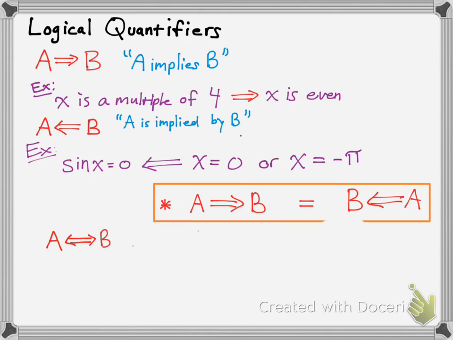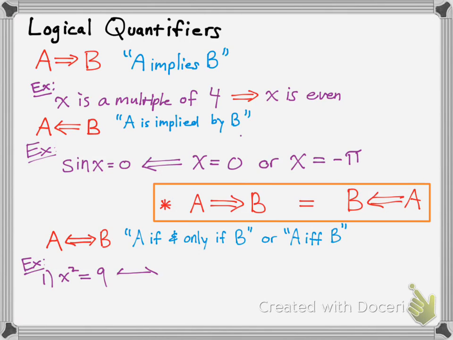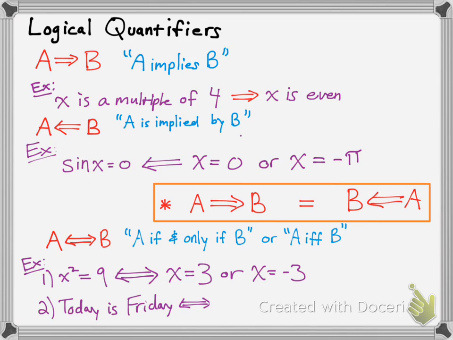Let's do another example. This symbol, the double arrow, means A if and only if B. Another way of saying if and only if, you can abbreviate it as if with an extra F, IFF, and that means if and only if. An example of this would be x squared equals 9 if and only if x is 3 or negative 3, because when you take the square root of both sides, you get plus or minus 3. Another example would be today is Friday if and only if yesterday was Thursday. So you can think about that one.